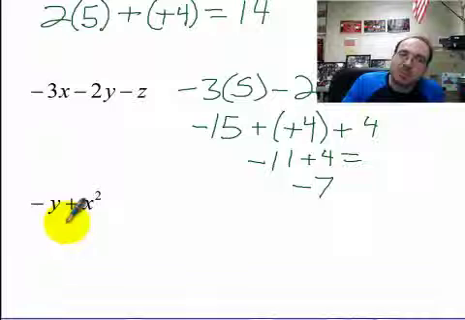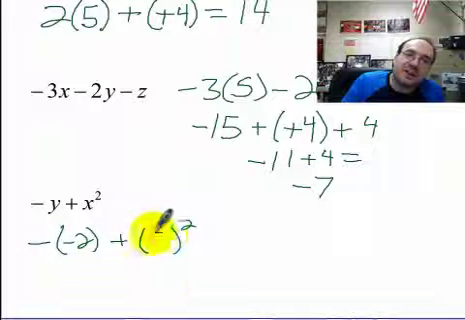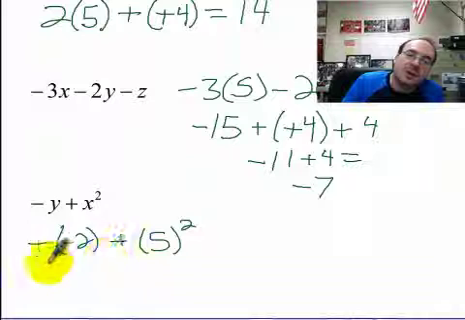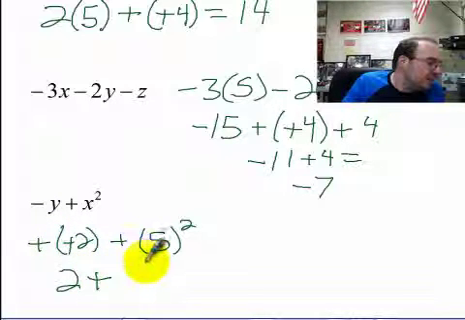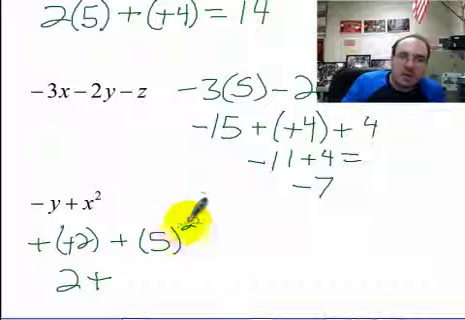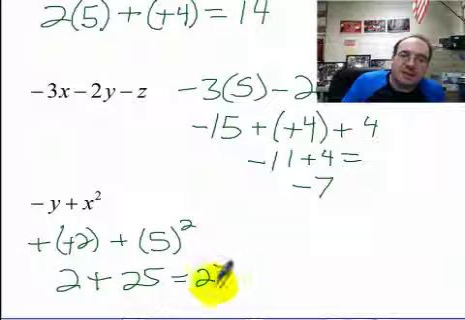Okay, and then the last problem here, I get negative and then negative 2, and then plus an x squared, but instead of x I put parentheses. Boom, boom, I get 2 here plus, and then here I get 25, and that gives me 27.